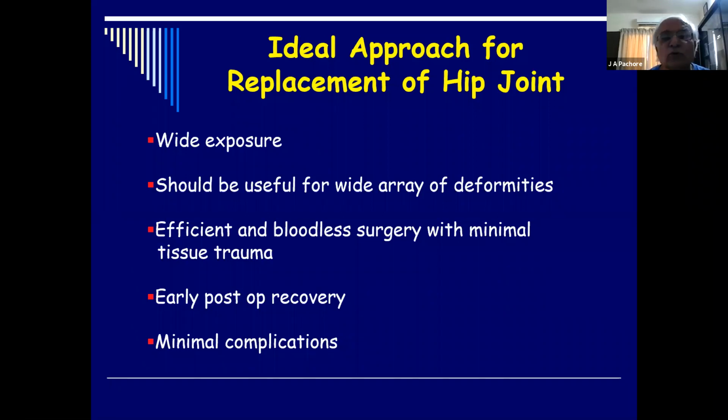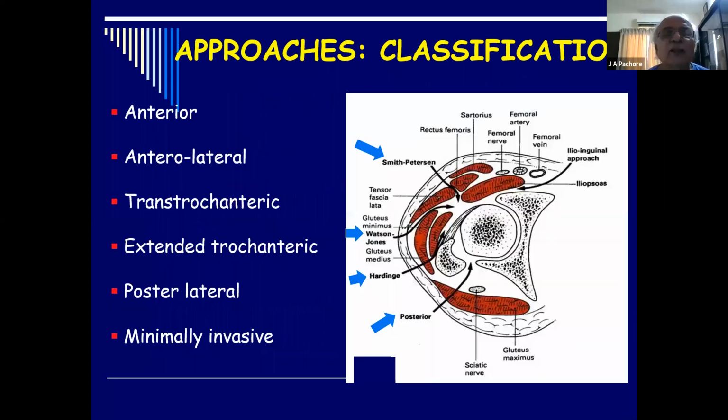And you should have early post-op recovery for these patients with the best possible minimal complication. I know as a surgeon we will have some complications, there is no question, but you should not have maximum complications, absolutely minimal. That should be your ideal goal for any approach to the hip. So the approach classification can be anterior, anterolateral, transtrochanteric, which was popularized by John Charnley, extended trochanteric, posterolateral approach, and minimally invasive approach. That is the way we will move.